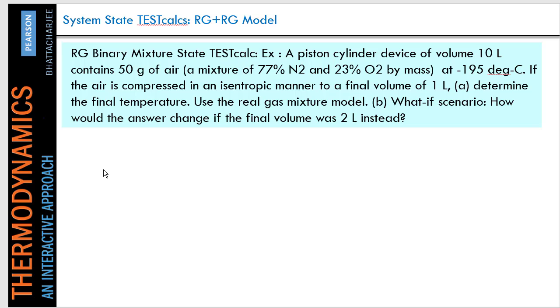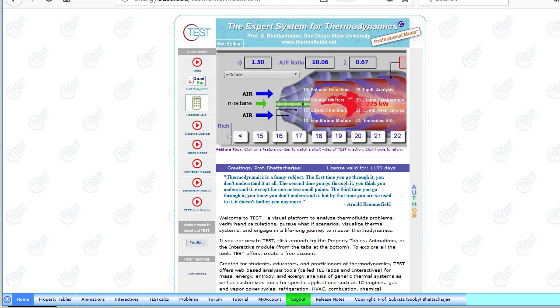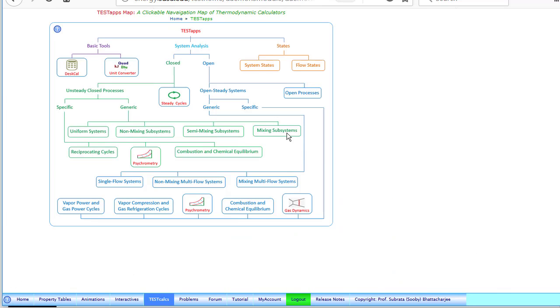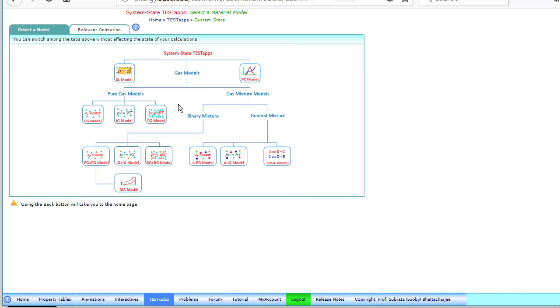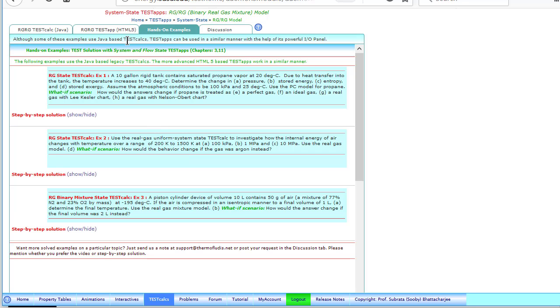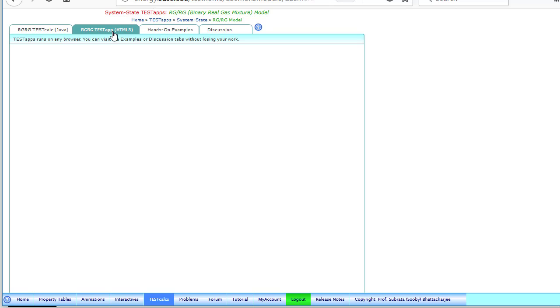We're going to use the real gas model, specifically the binary model, since the air is composed of two different gases. This is really a closed process problem, but since there's no work or heat transfer being done, then we can use the system state problem app in TEST calcs. So we'll go to TEST calcs, system states, and we'll use RG plus RG, which is the binary.